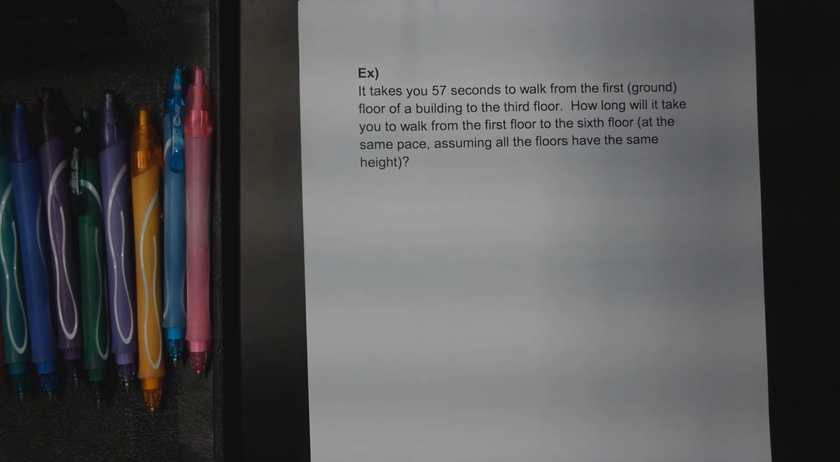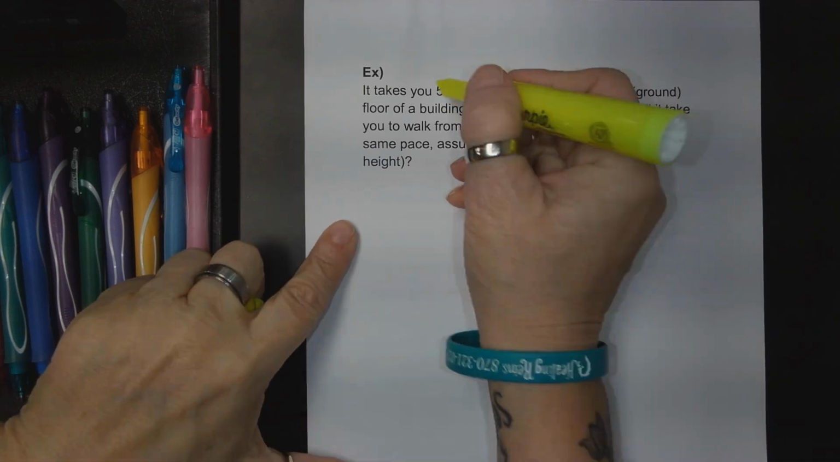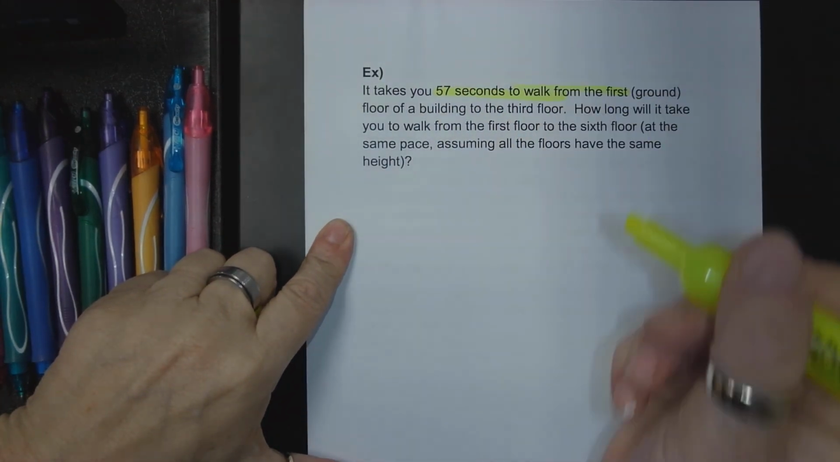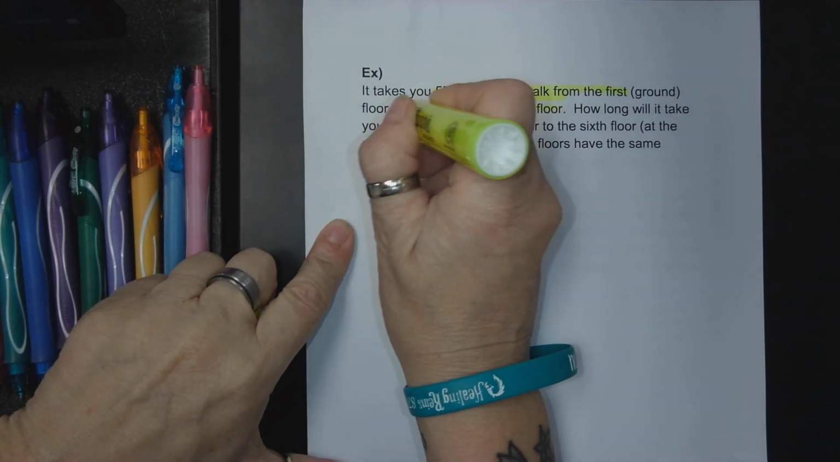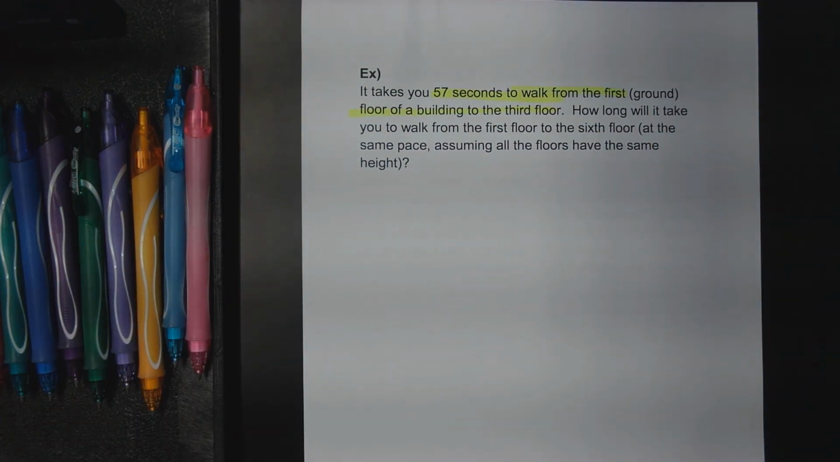Okay, so we have 57 seconds to walk from the first ground floor to the third floor, okay? And we want to know how long it will take us to walk from the first floor to the sixth floor, assuming that we walk at the same pace and all of the floors are the same height.